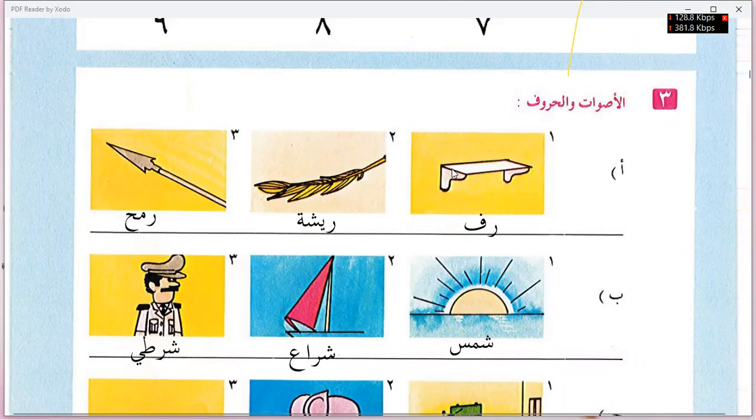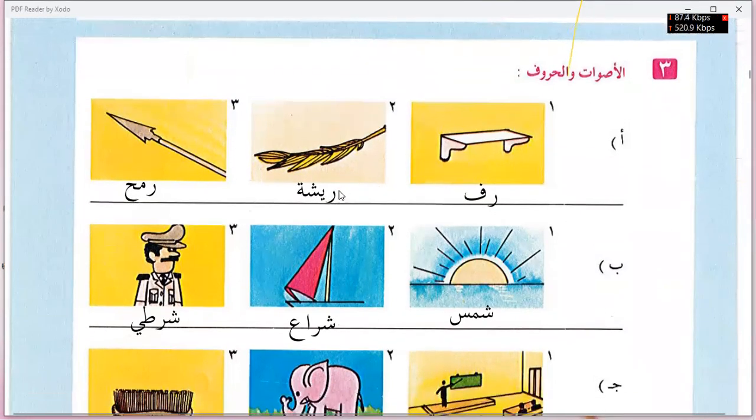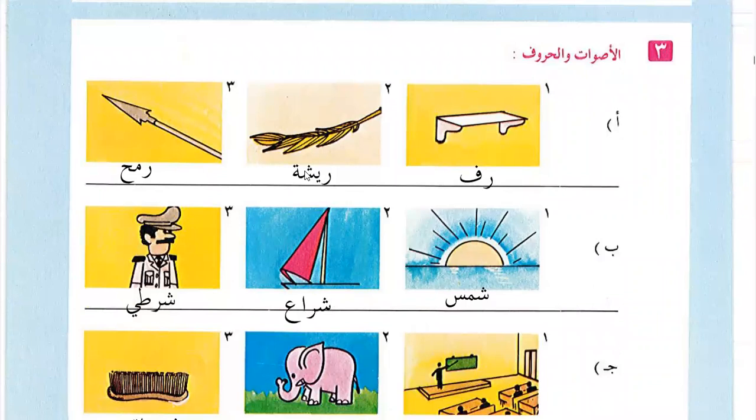Raf. Rag. Raf means rag. This is Risha. Rishatun. Feather. Feather. Rishatun.